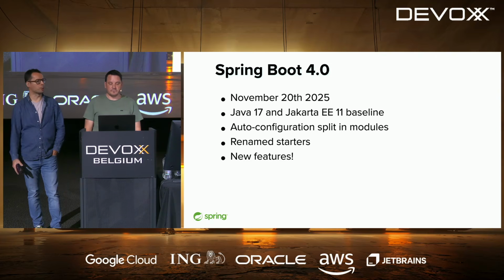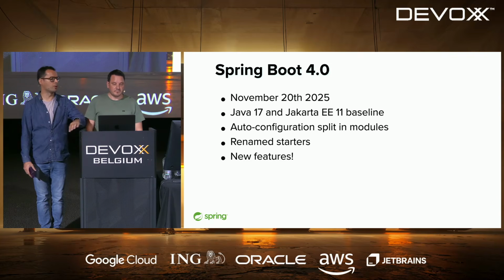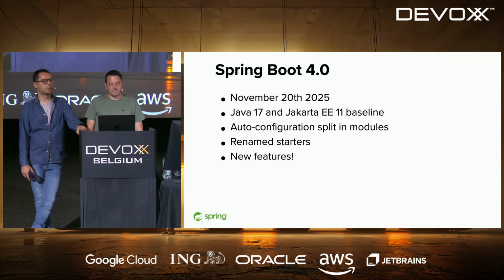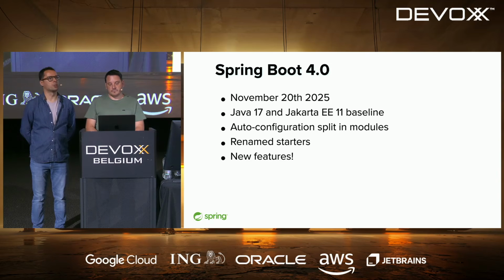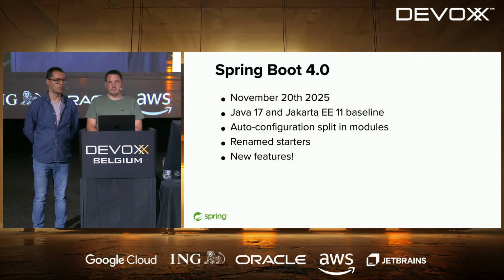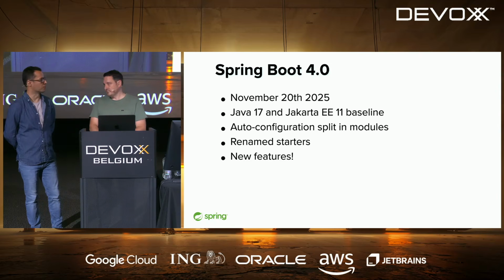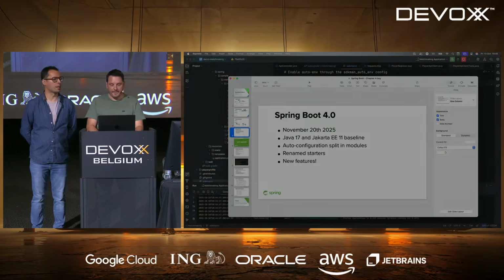If we take a quick look, we can see that the GA is coming up in November, on November 20th. We still retain a Java 17 baseline, but we do have a Jakarta EE 11 baseline, so Servlet 6.1 and others. There's a big change in auto configurations. The auto configuration module is split into several modules, so that's going to change a few things. Some starters were renamed for consistency and to fix a few naming issues. And of course, we have a bunch of new features, so we're going to explore that.